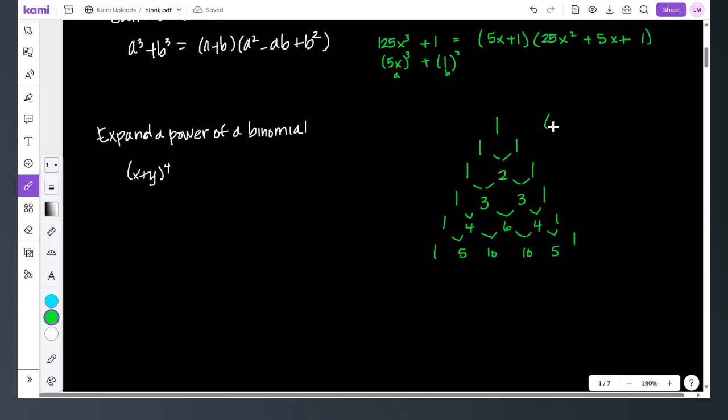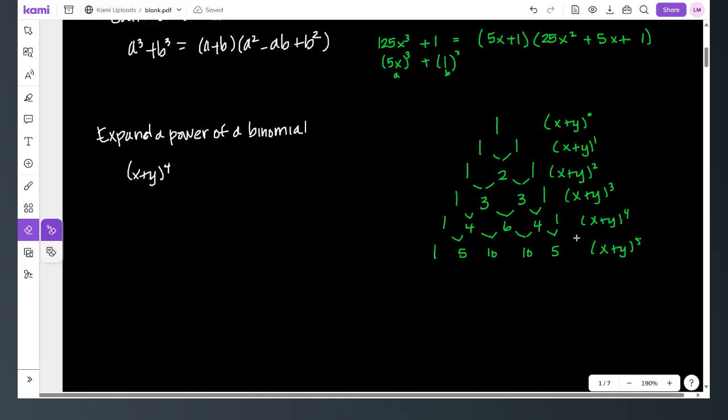But this is x plus y to the 0 power, x plus y to the first power, x plus y squared, x plus y to the third, x plus y to the fourth, and x plus y to the fifth. I'm going to move this 1 down just a little bit. Okay. All right, so like I said, these are coefficients.